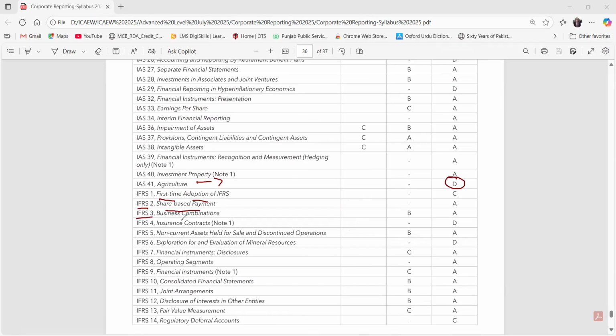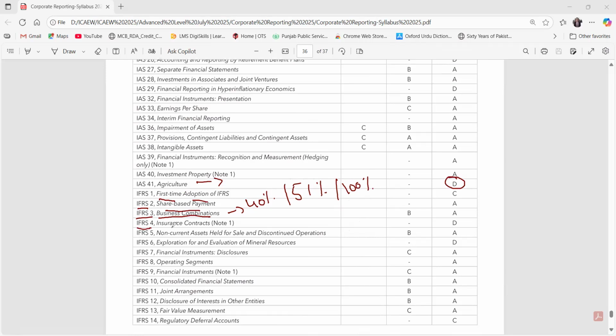IFRS 3, we have business combination, a part of consolidation. We need to talk in detail about different methods of consolidation, acquiring of different stakes. For example, if you acquire 40% shares or 51% share or 100% share, or you dispose of shares, how you are going to treat them, and how you can recognize them in your financial statements basically.